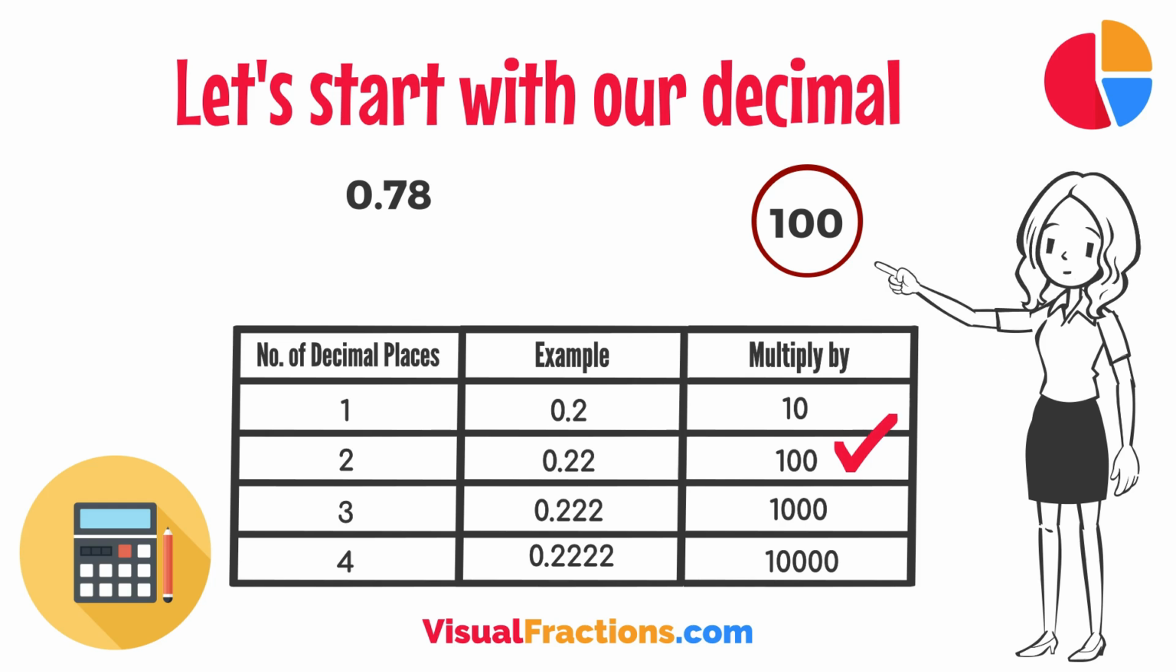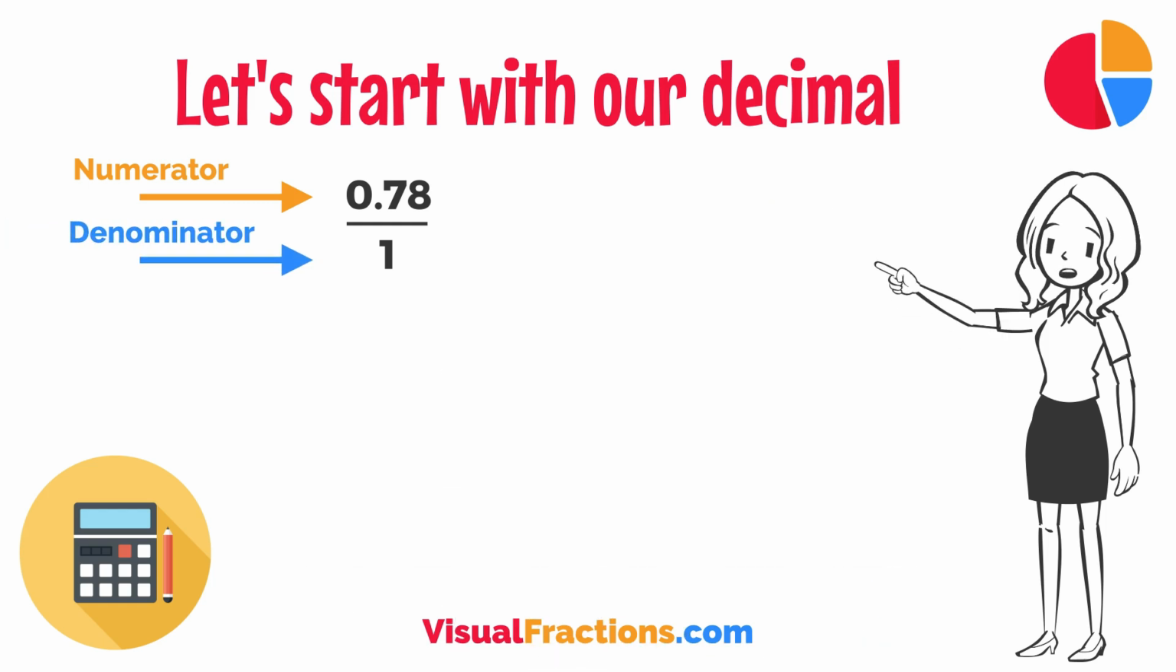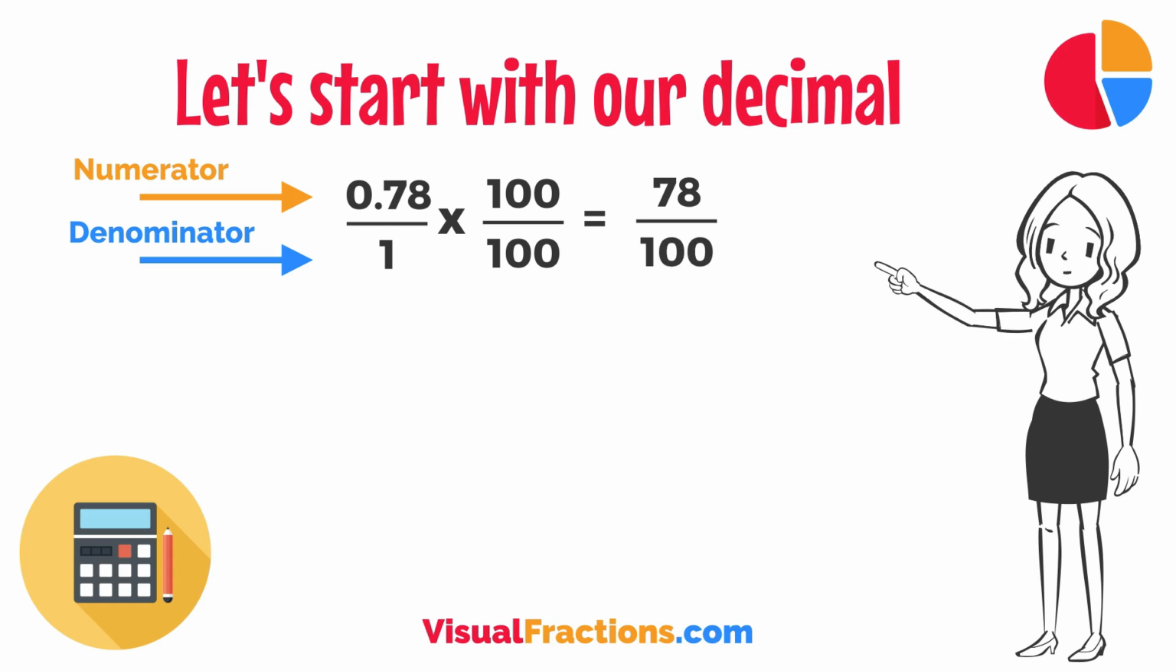To convert this decimal into a fraction, you initially put it over 1, essentially treating the decimal as the numerator in a fraction where the denominator is 1. This sets up the conversion process where we multiply both the numerator, the decimal, and the denominator, 1, by 100 because there are two decimal places. So, 0.78 times 100 gives us 78, and 1 times 100 gives us 100. This translates 0.78 to the fraction 78 over 100.